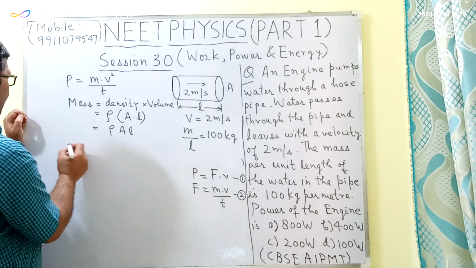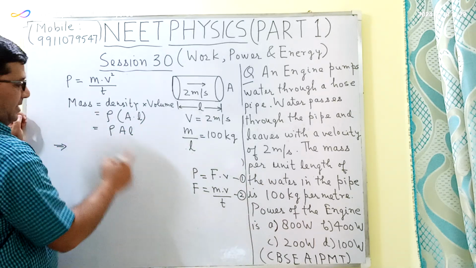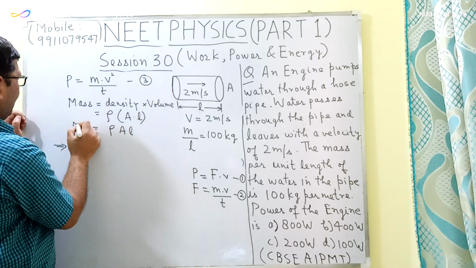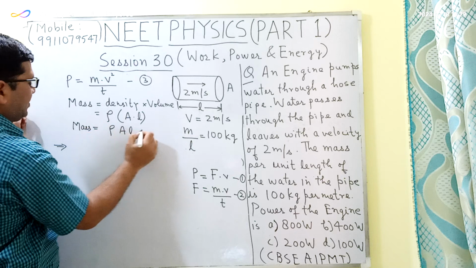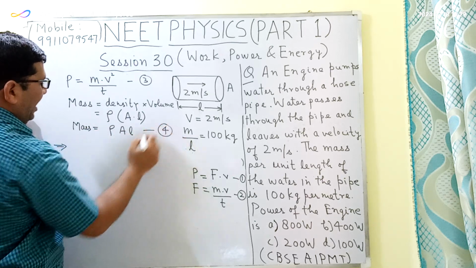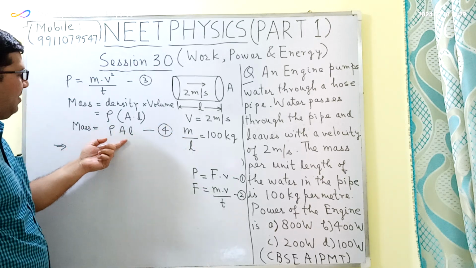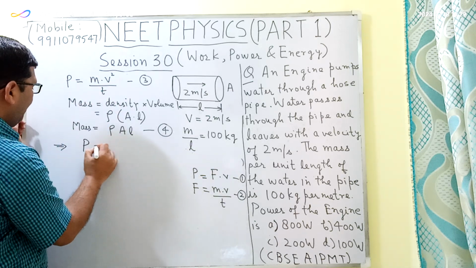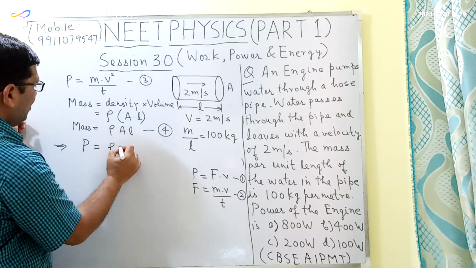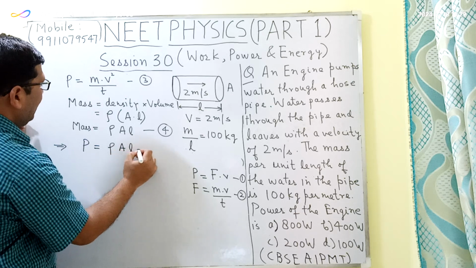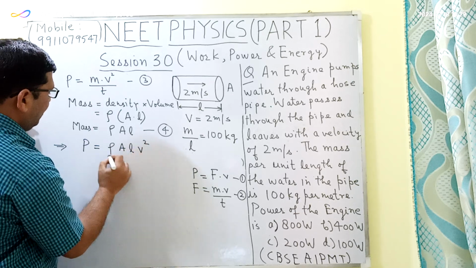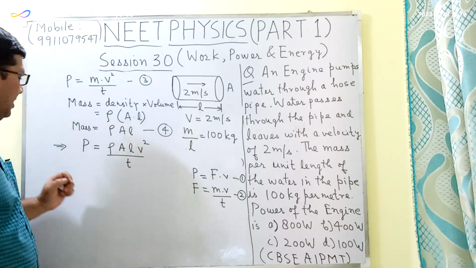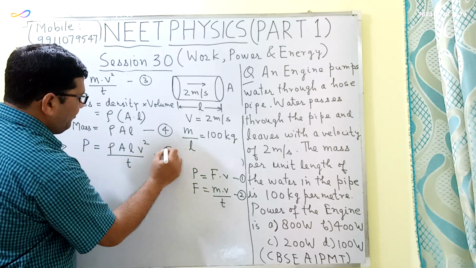Let us say this is equation number 3 and this mass is equation number 4. I will now substitute the value of mass from equation number 4 in equation number 3, and I will get power equal to rho A L V square upon T. Let us say this is equation number 5.